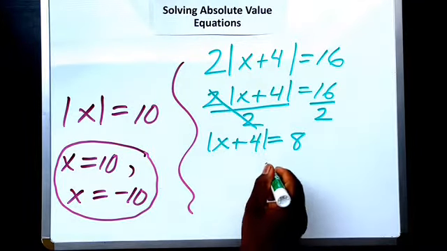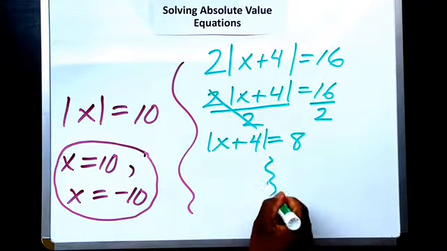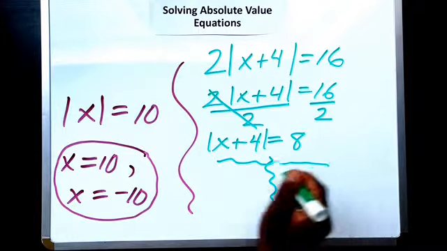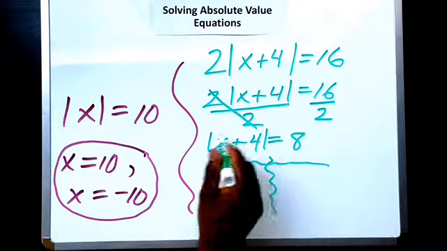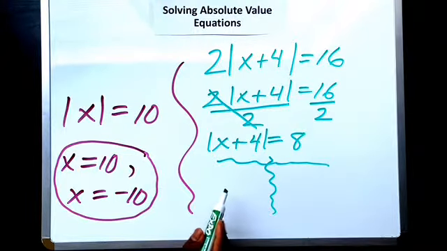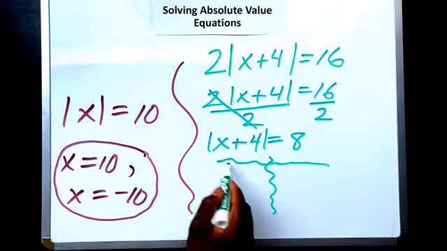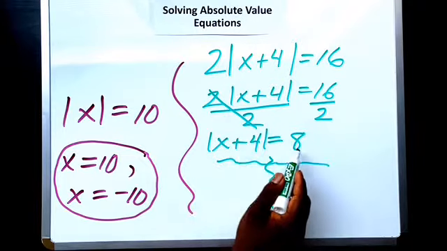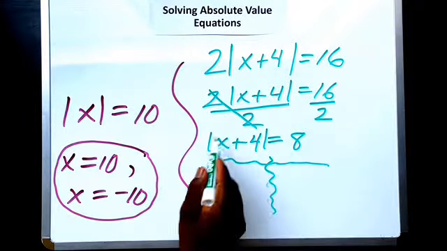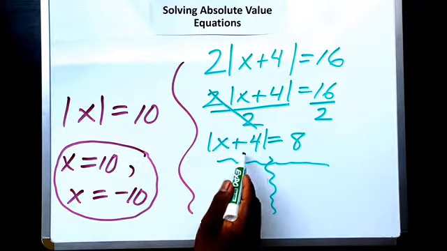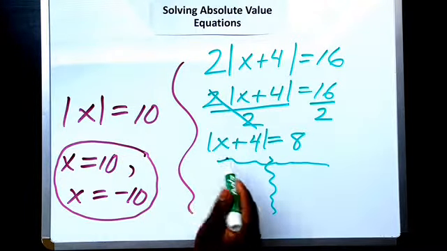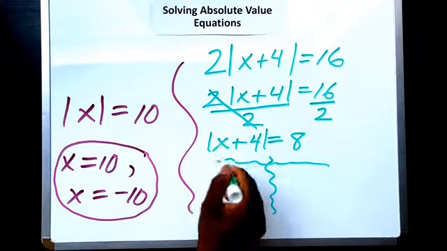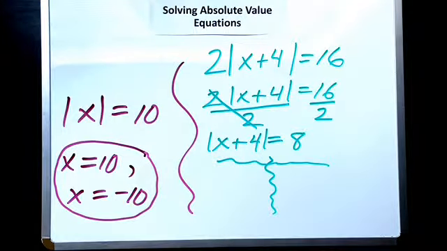Now, this is what we do. So I'm going to create a little table and look at this. What's inside of the absolute value, remember, the absolute value of a number, in order for it to equal 8, this means that x plus 4 equals 8, but also the absolute value of negative 8 equals 8. So this means that x plus 4 has to also equal negative 8. So that's what we're going to do.